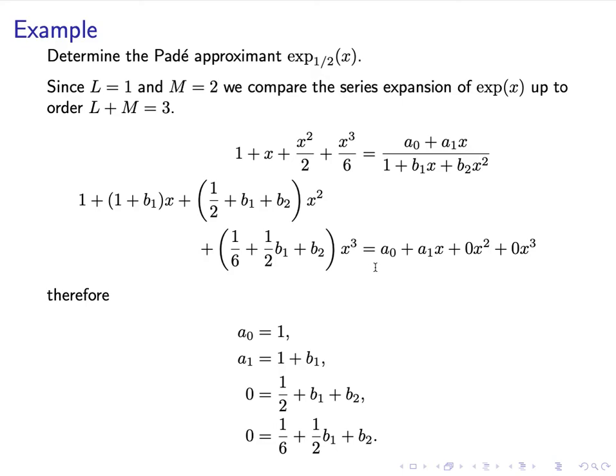So if we equate the coefficients, the coefficient of x to the power 0 on the left hand side is 1 and on the right hand side is a0, so we know that a0 is equal to 1. The coefficient of x on the left hand side is 1 plus b1, and on the right hand side is a1, so I know that a1 equals 1 plus b1. Now the coefficient of x squared on the left hand side is a half plus b1 plus b2, and on the right hand side is 0. And similar for the coefficient of x cubed. So here we have 4 equations, and our unknowns are a0, a1, b1 and b2. It's a linear system of equations for a and b.